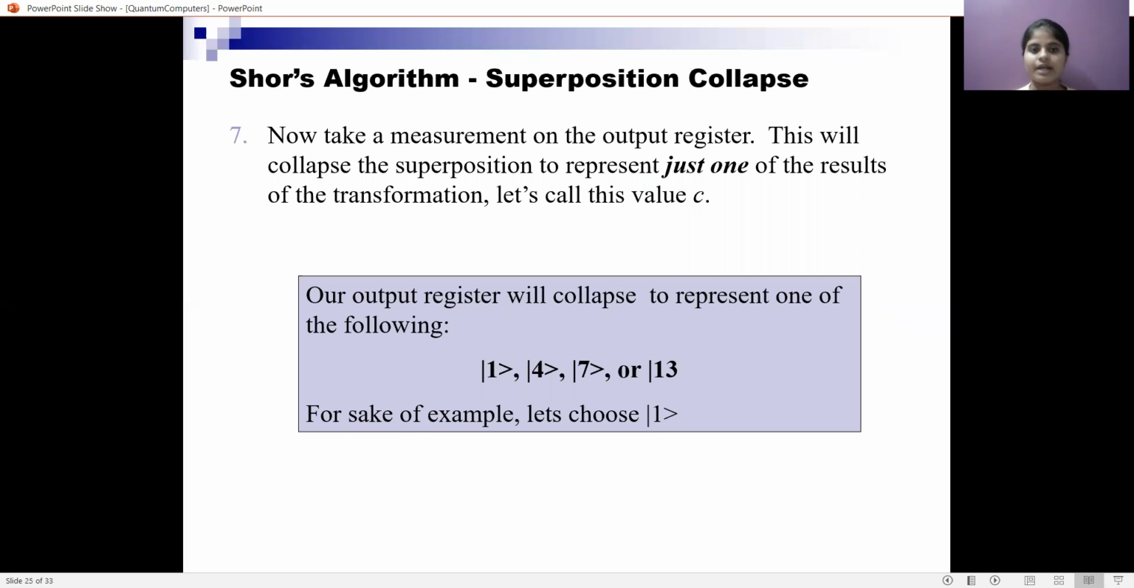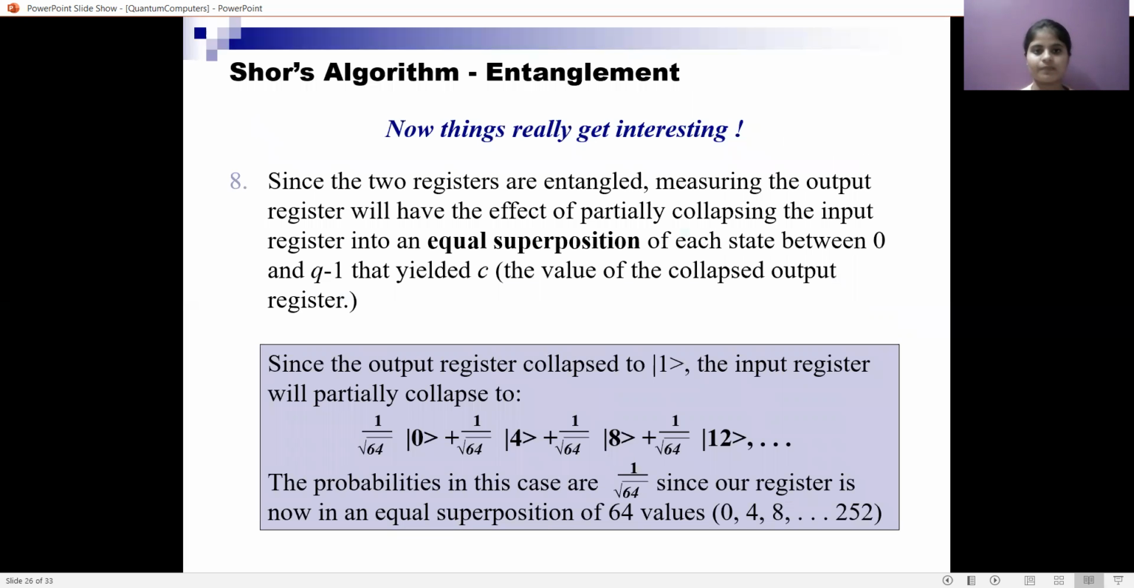Superposition collapse. Now, take a measurement on the output register. This will collapse the superposition to represent just one of the results of the transformation. Let's call this value C. The output register will collapse to represent one of the following: 1, 4, 7 or 13. For example, let's choose 1.